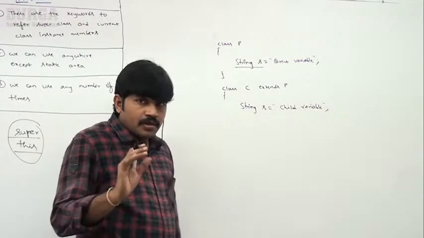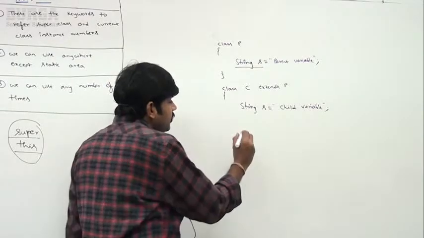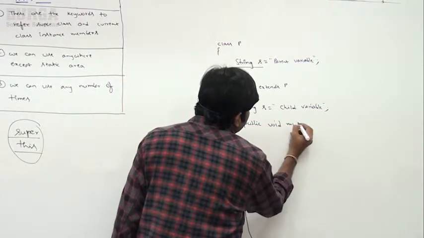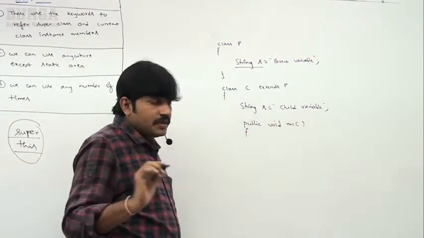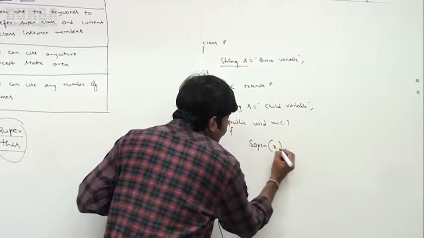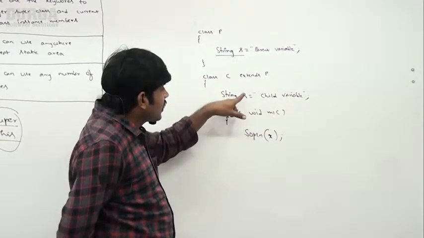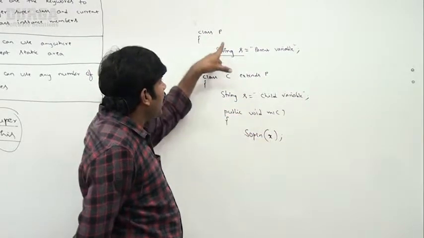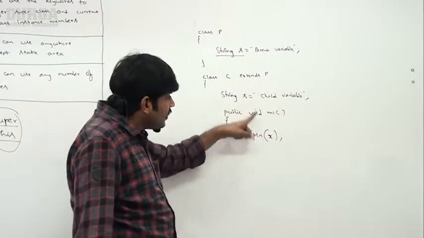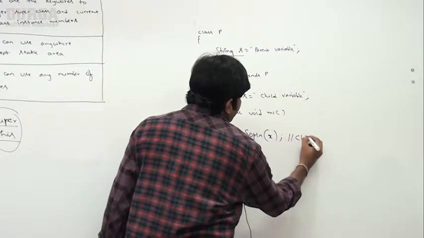Now the point, take very special care. I have one instance method, public void m1. Inside m1, System.out.println of s, directly. Which variable is going to come: the current class instance variable or the parent class instance variable? By default, the current class instance variable is always going to come. That's why the output is child.